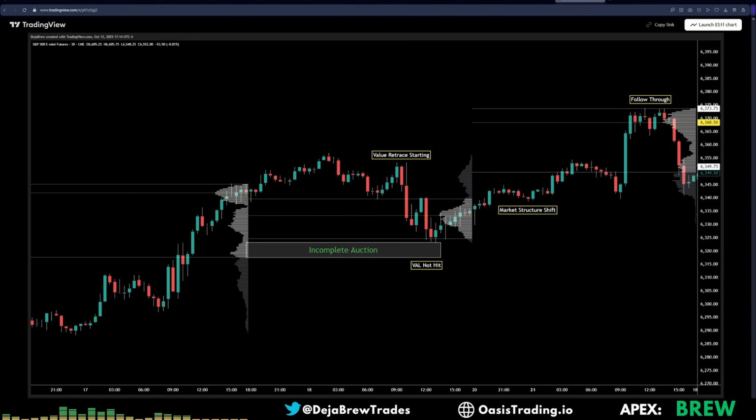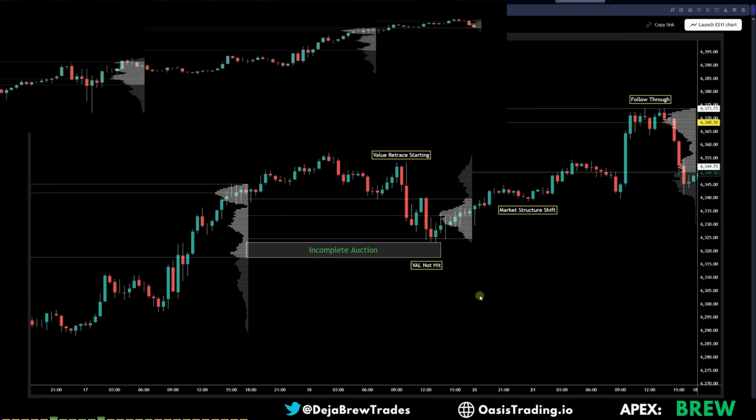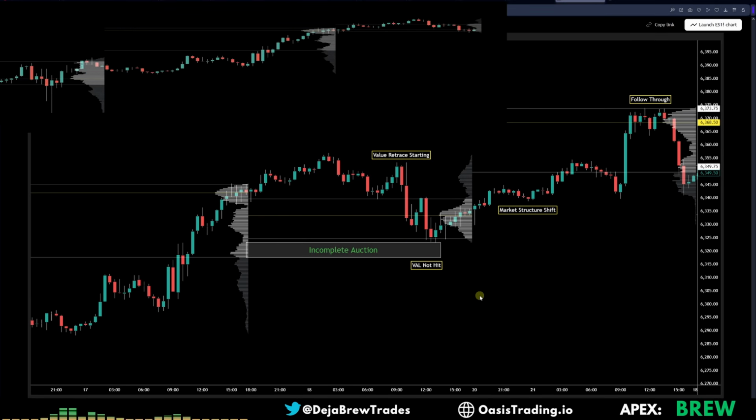All right, now that we understand failures to rotate, let's talk about incomplete auctions, because incomplete auctions are basically a failure to rotate. The big difference is with an incomplete auction, instead of rotating back and forth on the same day's value area, once again, this will make more sense later in the series, it's retracing into a prior day's value area. And it's also failing to finish that retrace.